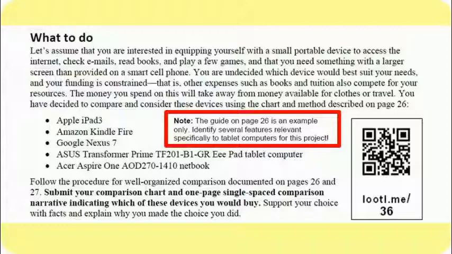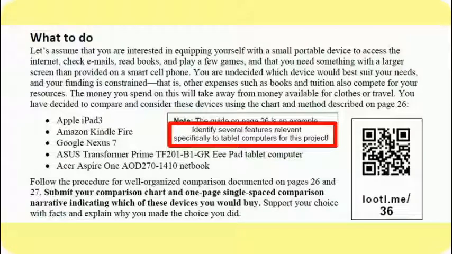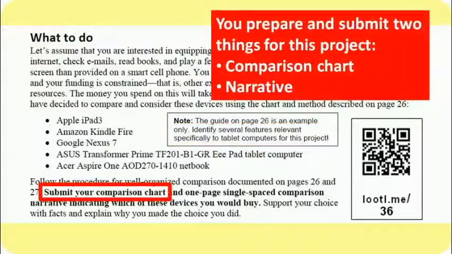Page 26 is just an example of how the chart is organized with features in the first column and the items you're comparing in the subsequent columns, and each row comparing those items on the stated feature. So don't just copy the features from page 26 for this assignment. You have to find out what's really relevant in terms of these specific devices to be comparing in order to compare the appropriate features. And notice also there are two things to submit with this assignment.